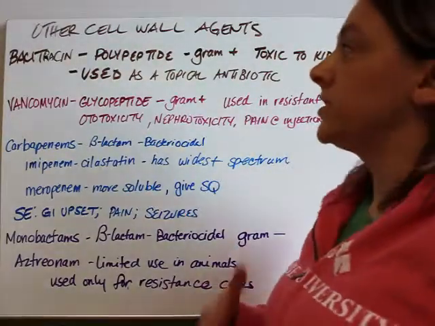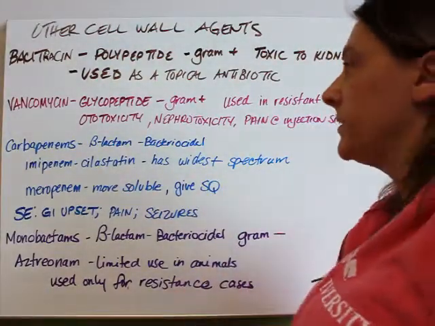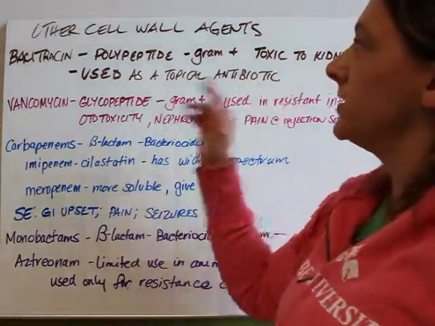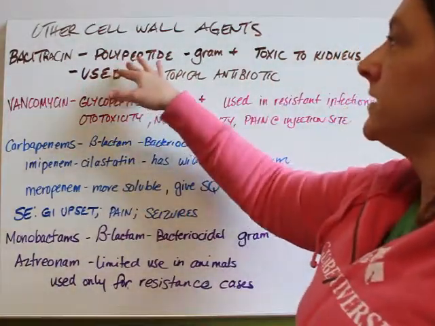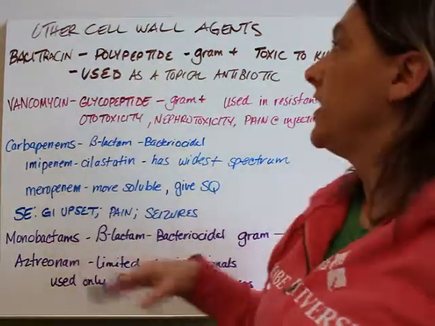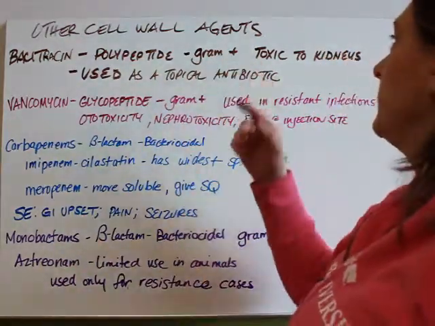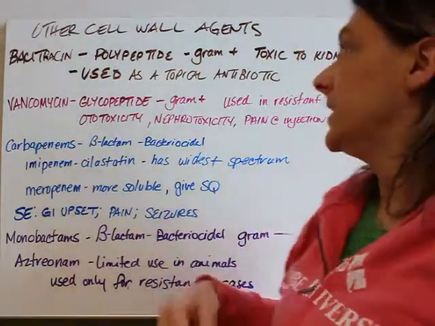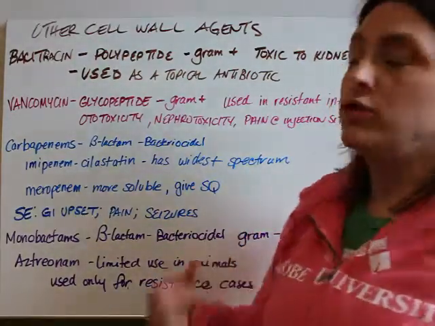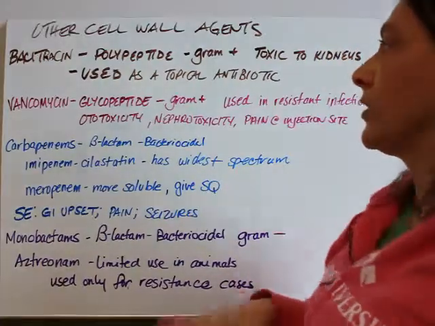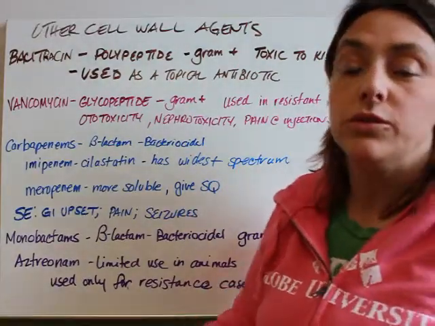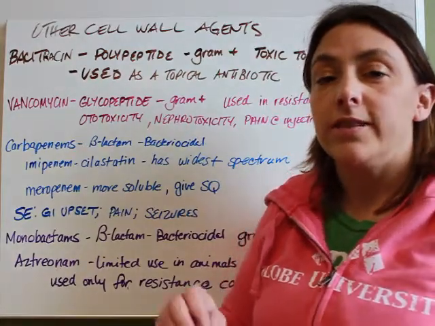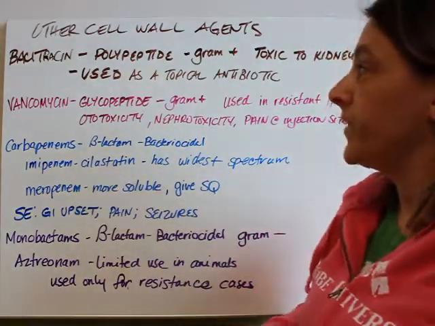All right, just a mashup of some antibiotics that are left over. Other cell wall agents: Bacitracin, this is a polypeptide. It's used for gram-positive infection and given parenterally. It is toxic to the kidneys, so generally it's used as a topical antibiotic. Though it is used in feed for animals, you do have to worry about withdrawal times.